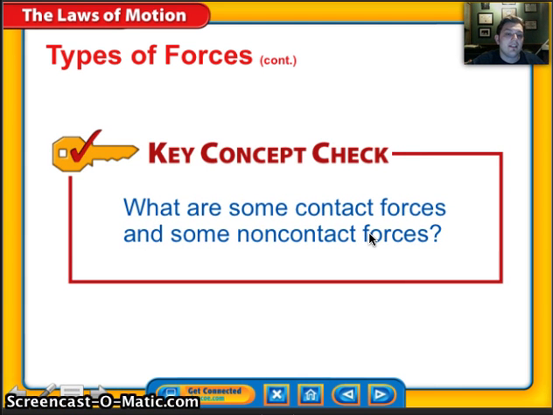Now, what are some contact forces and non-contact forces? Think about it now. I just told you. Remember, if you push or pull on something, you're directly touching it. That's a contact force. A non-contact force is something that doesn't touch, like static electricity, gravity, or magnetism.